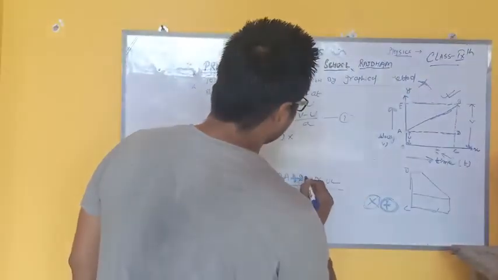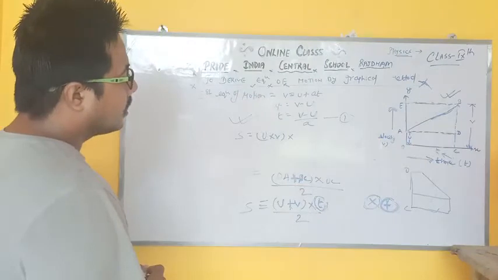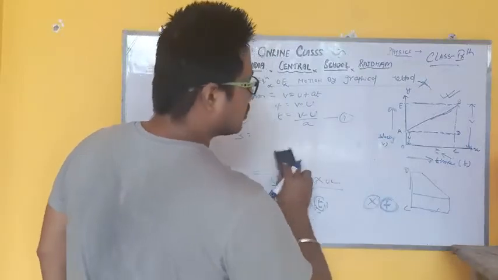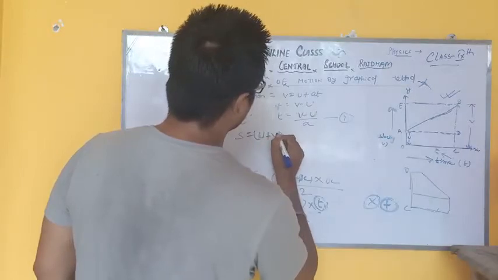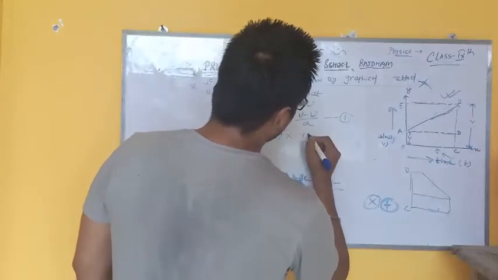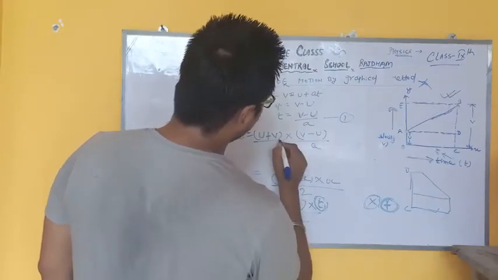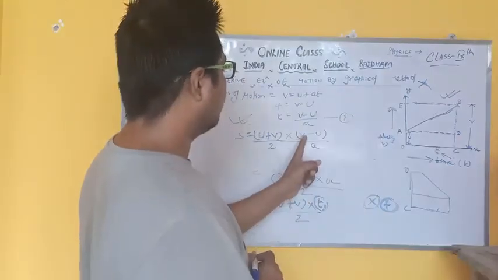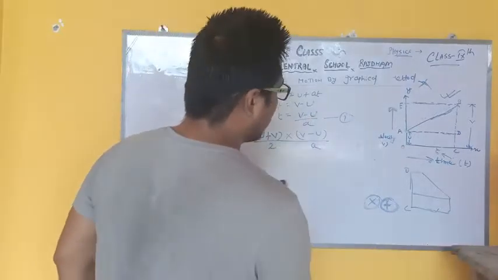So OA plus BC, this implies S is equal to V plus U into T divided by 2, because I was feeling that something was not correct here. So U plus V into T. What is T? V minus U divided by A. Divided by 2. Because in U plus V into T, in place of T I have put V minus U divided by A, and 2 is already there. Okay, so now we will go further.